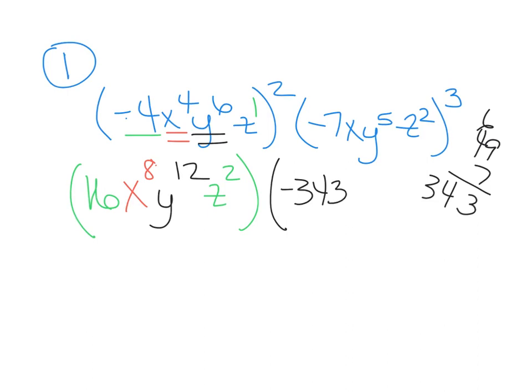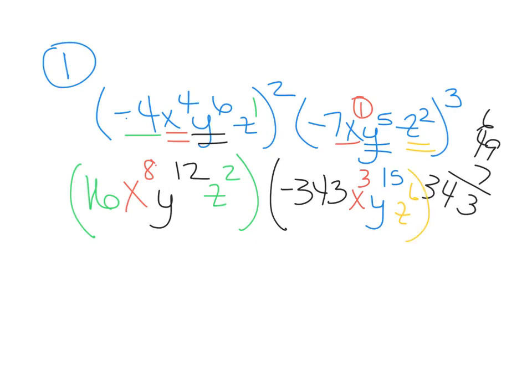Okay, so the next thing we're going to do is the x to the imaginary 1 to the 3rd. So that's x to the 3rd. Now we're going to do the y to the 5th to the 3rd. So 5 times 3 is 15. And then z to the 2nd to the 3rd power. 2 times 3 is 6. So z to the 6th. Okay, so now we're ready for the product rule.